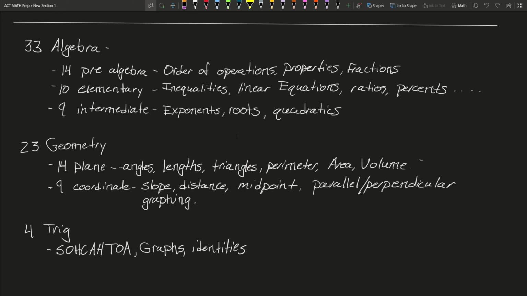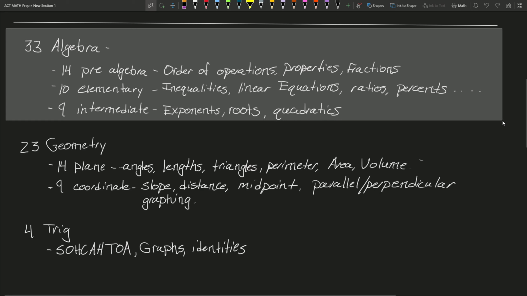All right. After those pre-algebra, there's 10 elementary. That has to do with inequalities, linear equations, so think y equals mx plus b, ratios, percents, proportions. Those questions should be very, very easy. They're usually written to be interpreted a little bit differently, and a little bit harder to interpret, I should say. But in the end, it boils down to doing very, very simple operations, which are the things that we absolutely need to get correct. So if we can get all 33 of these questions correct, you're in a really good position.